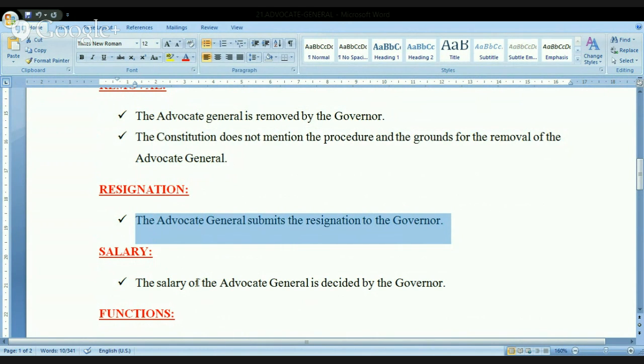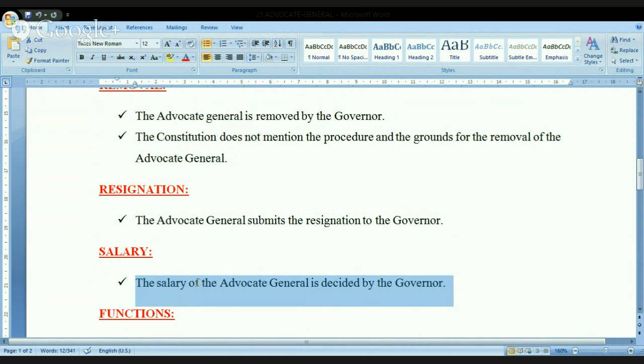Similarly, who decides the salary of the advocate general? I told you in the previous class when I was talking about the attorney general, for constitutional authorities the salary will be decided by the parliament. But when it comes to the attorney general, the salary is decided by the president. This is one very, very important point. So you need to remember this. Number two.